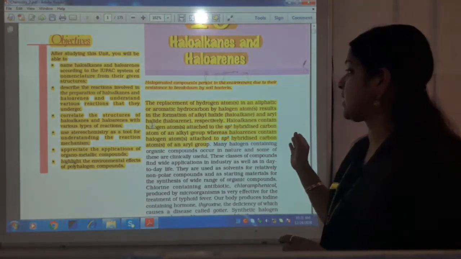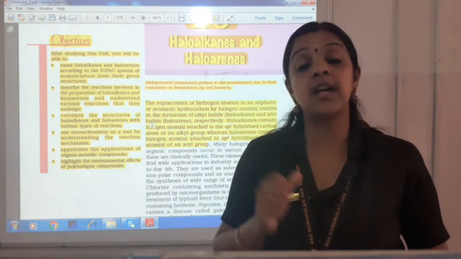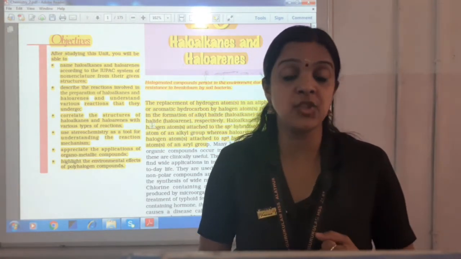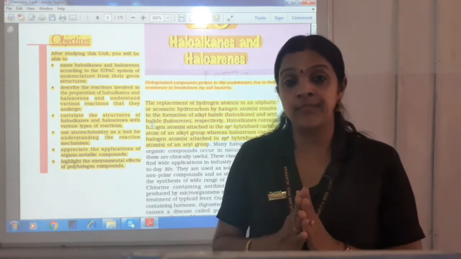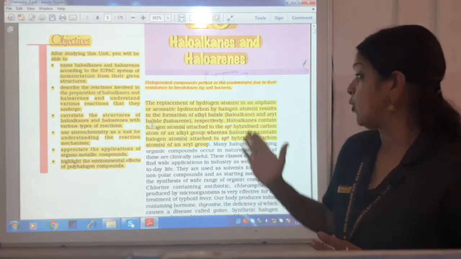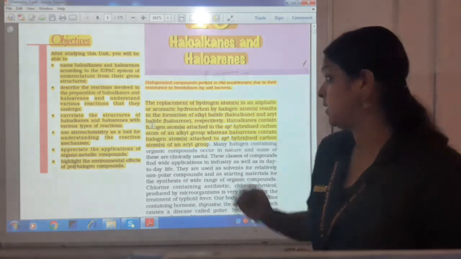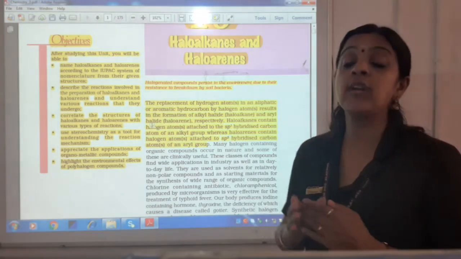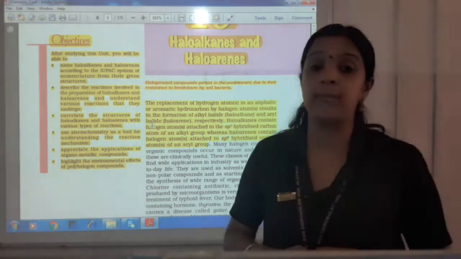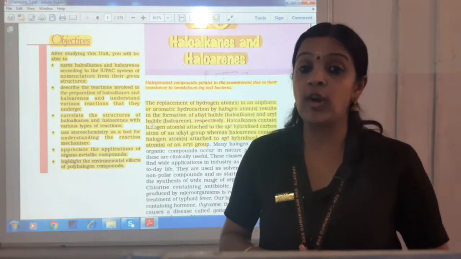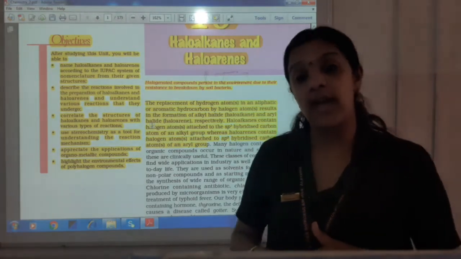Now haloalkanes contain halogens which are attached to sp3 hybridized carbon. See, we have learnt about hybridization in our +1 class, that is sp3, sp2 and sp. So in alkyl halide, when a halogen atom is attached to an sp3 hybridized carbon, you call it an alkyl halide or haloalkane. But when it is bonded with the sp2 hybridized carbon of an aryl group, you call it an aromatic halide, or you also call it haloarenes.